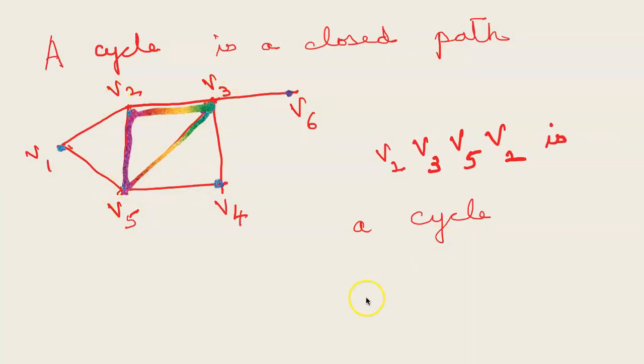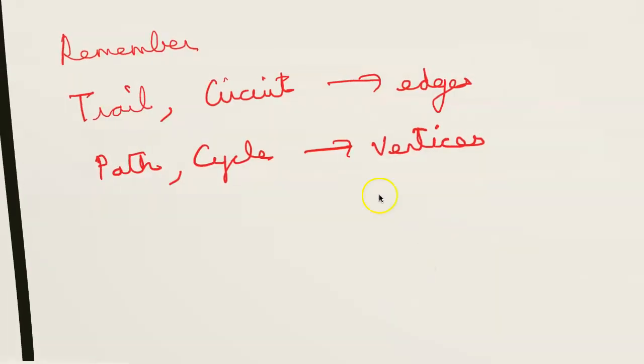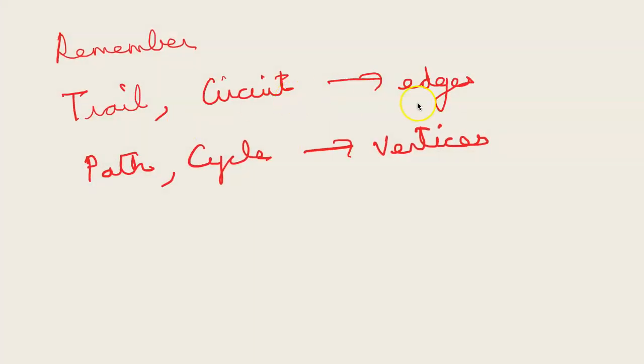It's a closed path. So remember, trail and circuit, no edges are repeated. Circuit is a closed trail. Path and cycle, no vertices are repeated, and a cycle is a closed path.